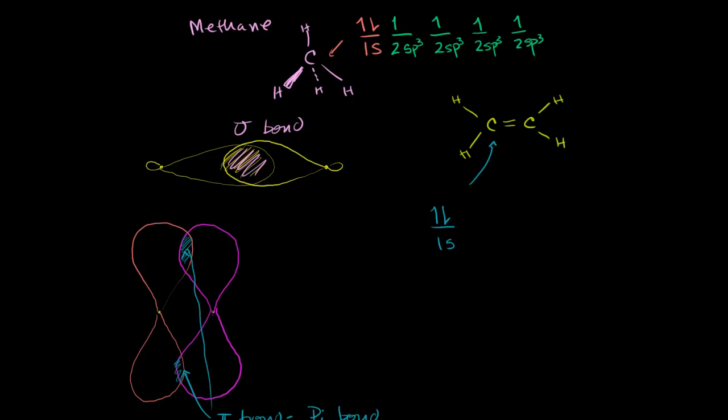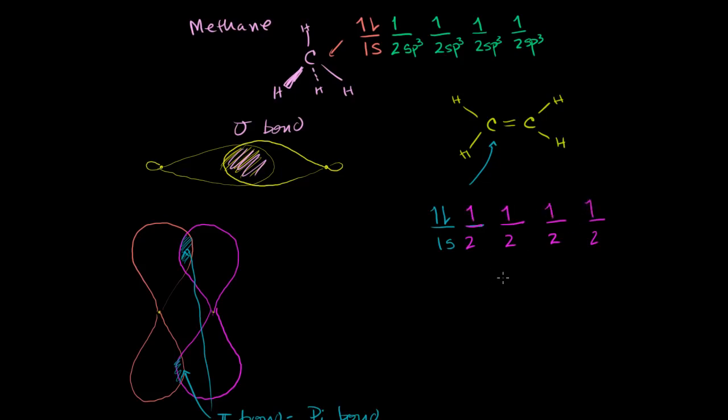But then in your 2 shell, let me do this in a different color. So in our 2 shell, and I'll show you what I mean in a second, I'm not writing the s or p's so far on purpose, but we're going to have 4 electrons, just like we had before. We're still forming 4 bonds. So we're going to have these 4 unpaired electrons. We're still forming 1, 2, 3, 4 bonds with each of the carbons. So they're going to be separated out.